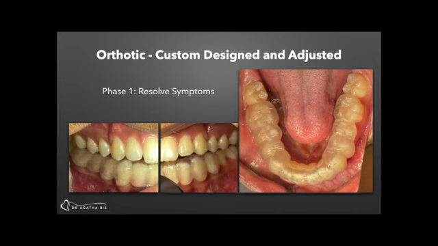I'm just so happy to be able to do this in my own office and print it. And if I don't like it, I can reprint it very quickly. So it's just a really great way of fabricating these appliances. But essentially, this is sort of what it looks like.